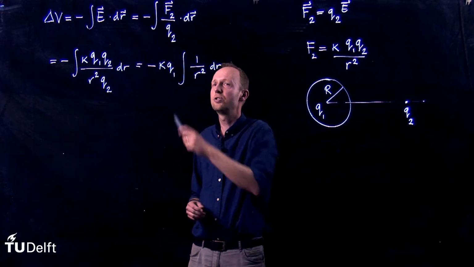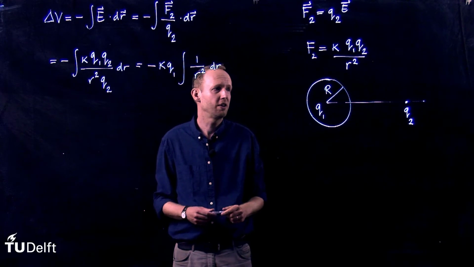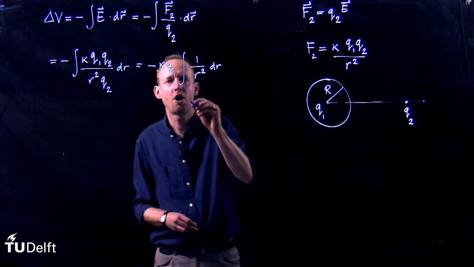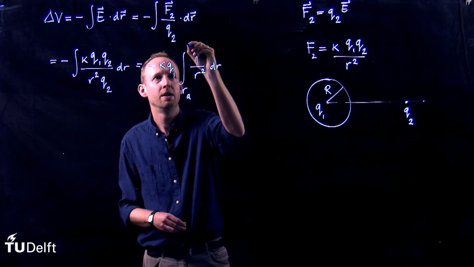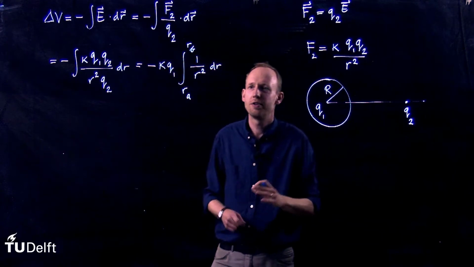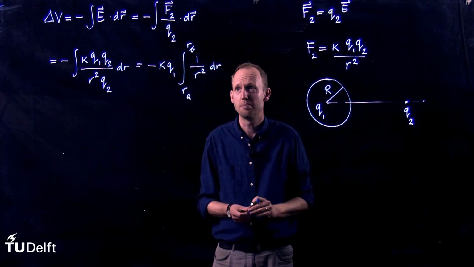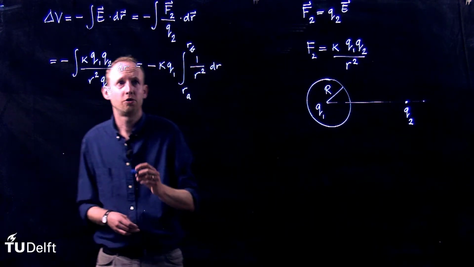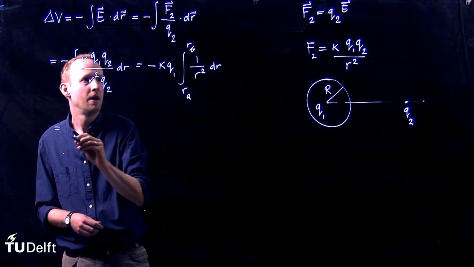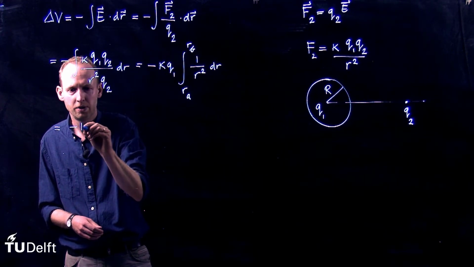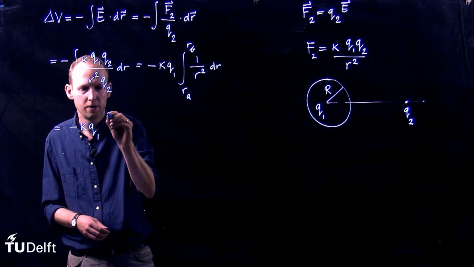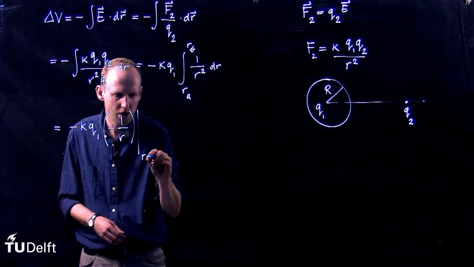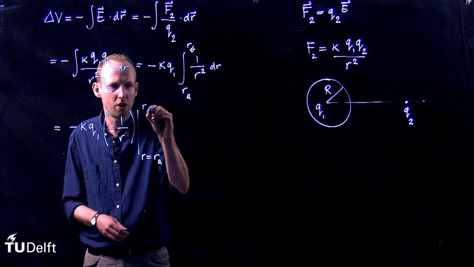Now this is a potential difference, so we should consider the fact that there are two different locations here that we're comparing to each other. Let's call those positions RA and RB. For now we'll just write it as such. We'll define those locations in a moment exactly. So now with these boundaries we can actually compute the integral. This can be written as minus K Q1 times minus 1 over R, from R equals RA to RB.